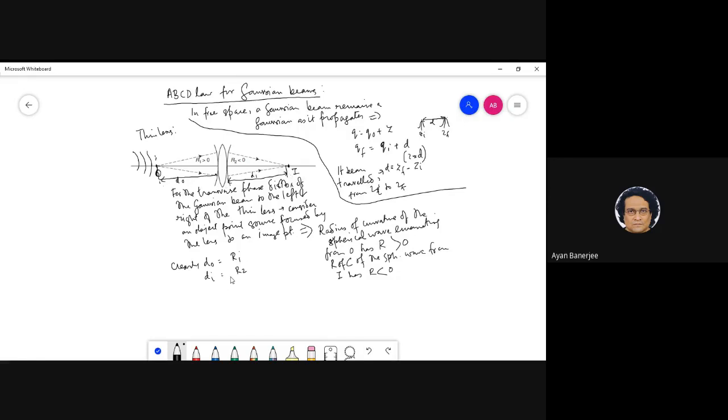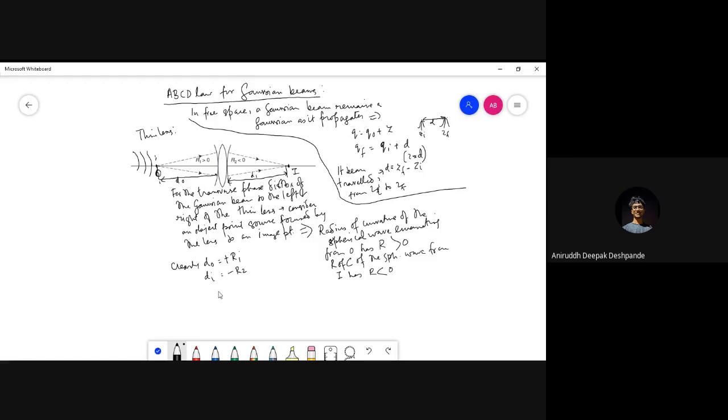So very clearly, if this is plus, this has to be minus because R2 is negative, right? Is this part clear? Because here I have a concave wavefront with respect to the observer at infinity, which we define to be negative.